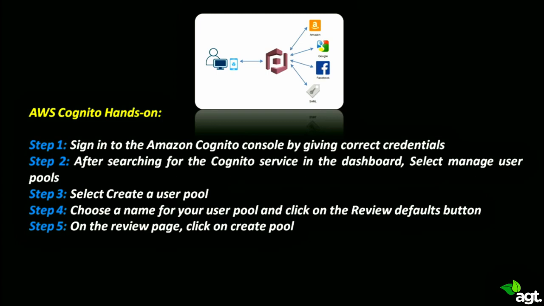So AWS Cognito hands-on. Step one is signing in to the Amazon Cognito console by giving the correct credentials. Step two, after searching for the Cognito service in the dashboard, select manage user pools. Step three, select create a user pool. Step four, choose a name for your user pool and click on the review defaults button. Step five, on the review page, click on create pool.